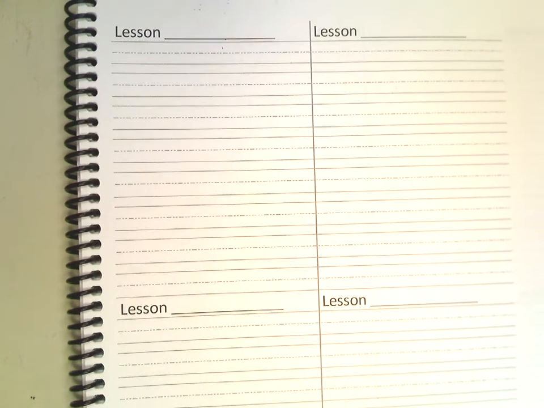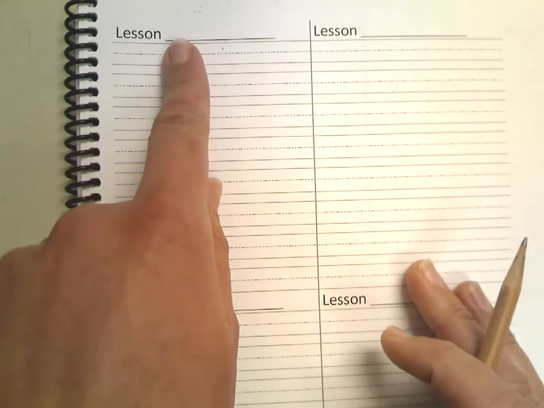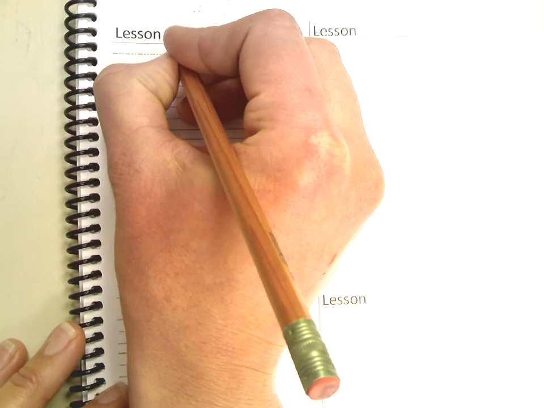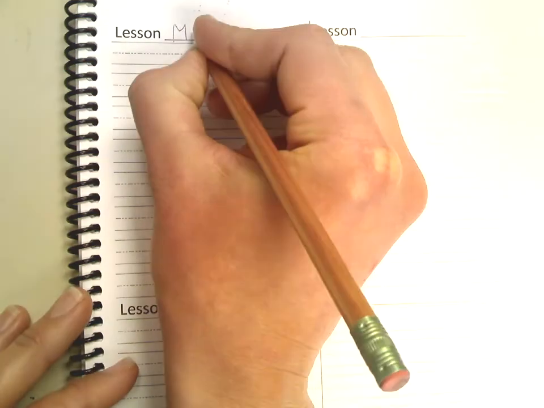All right, class, we're going to put our words in our notebook. We are on page 51, on the top left-hand box. We just started list M, so this is lesson M. Oh, that's not very beautiful.